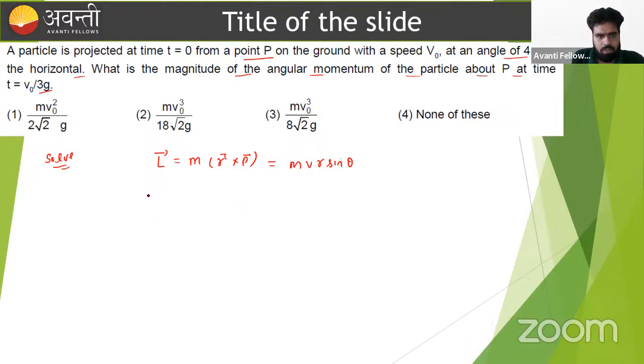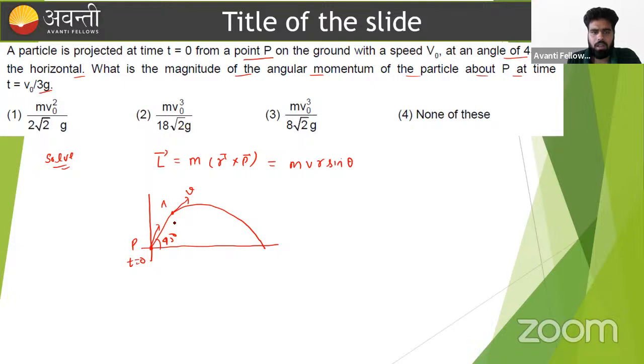In this particular question, the concept is clubbed with projectile motion. If we consider that the particle is projected at t equal to 0 from the origin, this is the path of the projectile under gravity. After any time t, this is the position of the particle, say A, and the velocity of the particle is something like this. At t equal to 0 it is at point P, and the angle of projection given in the problem is 45 degrees.